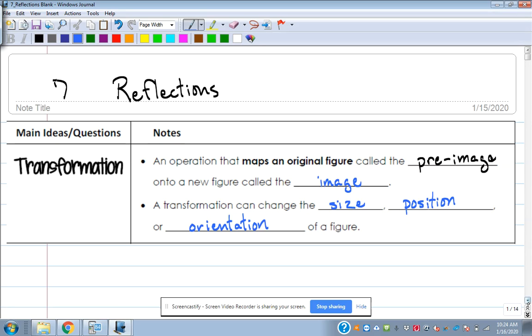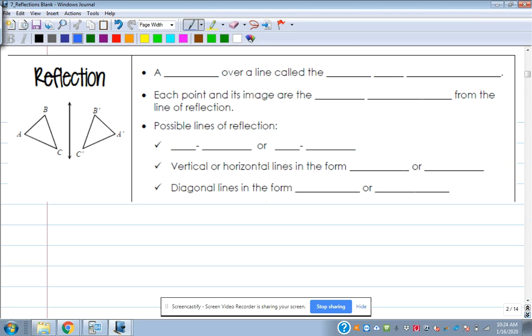All right, so the next box, reflections, is the first we'll talk about. A reflection is a flip over a line called the line of reflection. So creative with that name. Each point and its image are the same distance from the line of reflection. So when you reflect across a line, if you're this far away, then when you flip across that line, you're going to be the same distance away on the other side. It's like putting a mirror there.